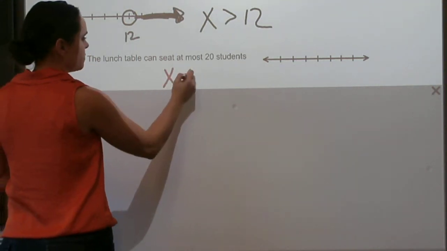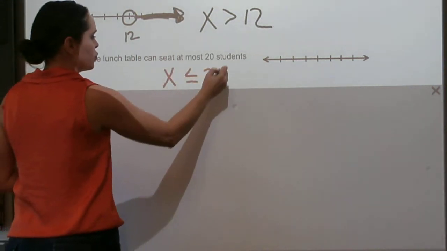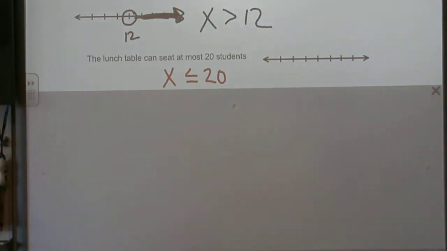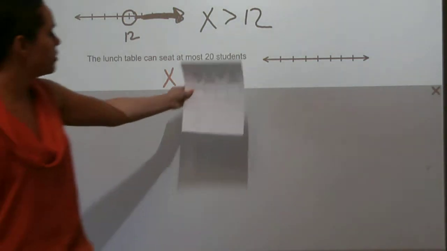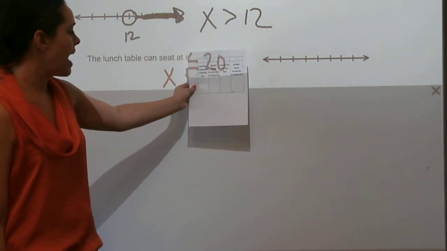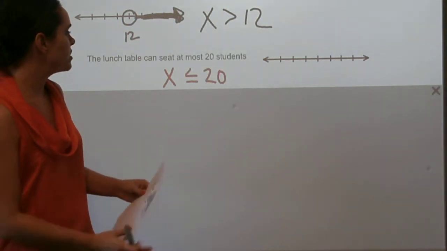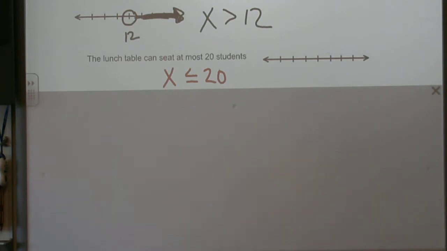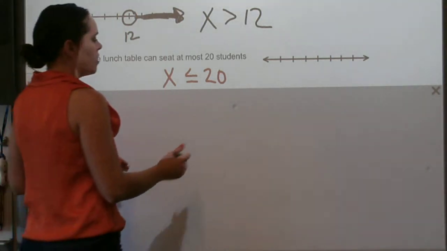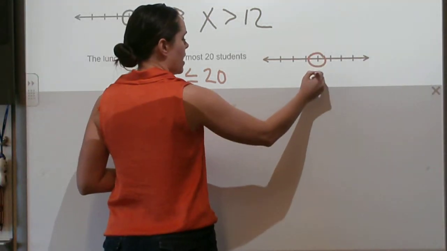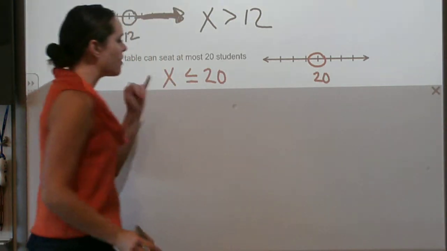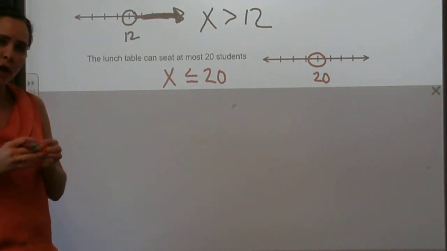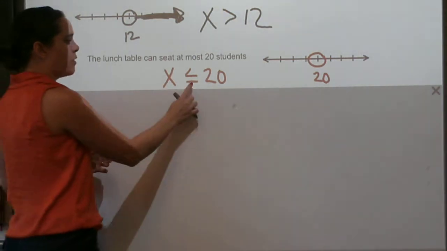was X less than or equal to 20, and we said that it was less than or equal to 20 because when we looked at our data chart, when we saw the words at most, it went with the less than or equal to symbol. So now we're going to have a circle at 20. Now everything we need to know about the circle and the direction of the shading comes from the symbol.